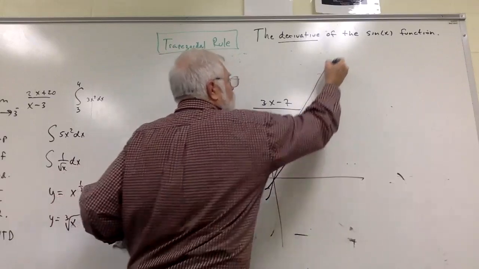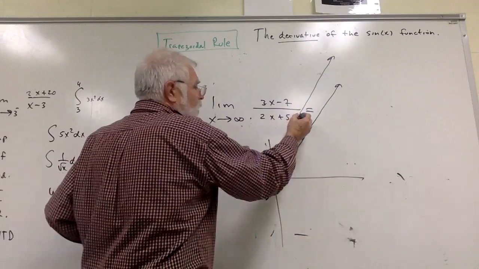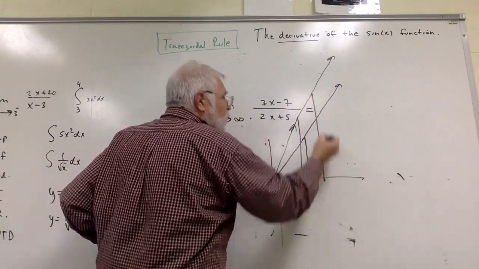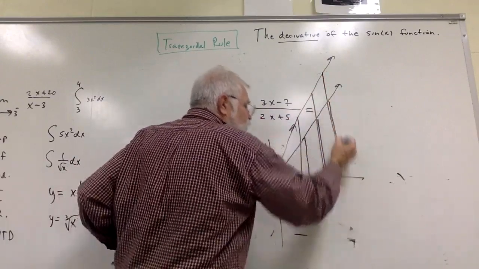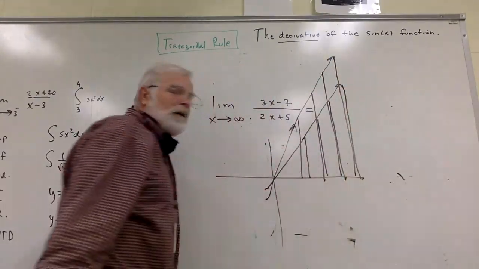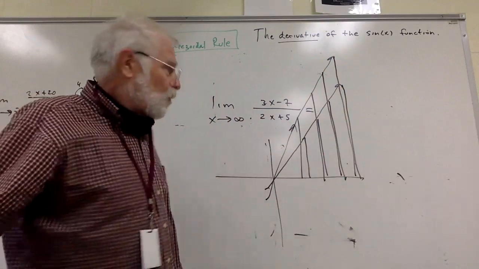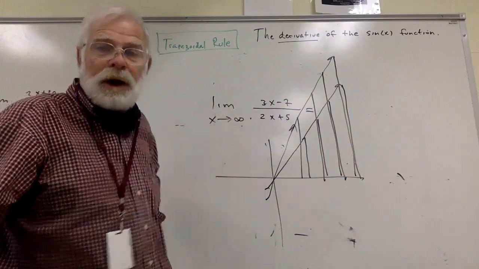Now let's go to infinity. And let's divide the 3 to 1 by the 2 to 1. I hope you see the picture's not changing, that there is a ratio there. What is that ratio? It's 3 to 2. And that's the answer to this problem.